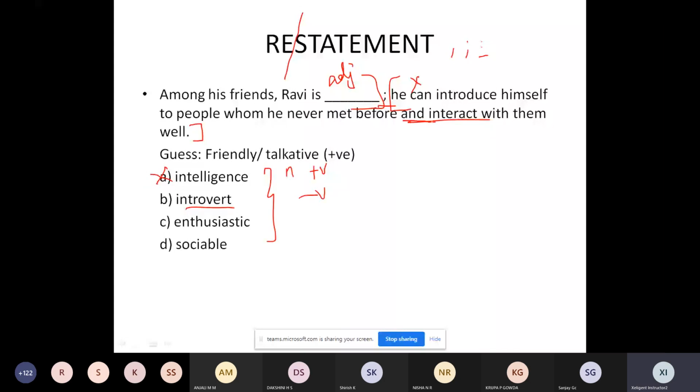Next one is enthusiastic. So Ravi is enthusiastic. Yes, obviously this is a positive word and this is an adjective as well. Ravi can be enthusiastic, but if you look at the next part, he can introduce himself to people whom he never met. Logically speaking, enthusiastic will not be correct, as the restated sentence is not logically coping up with this term enthusiastic. So you can go for sociable. That is also a positive word and that's also an adjective. So sociable is the correct answer.